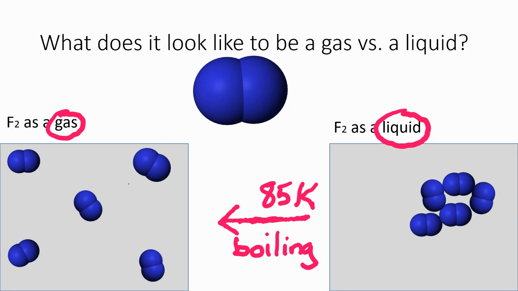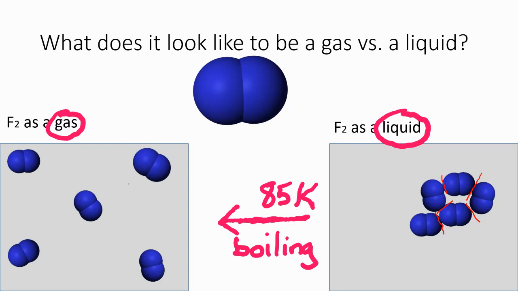So, what does that entail? Well, it means breaking apart those London dispersion forces that we talked about in the last video. So, literally, all you have to do if you want to boil a substance is break these London dispersion forces in between each of the molecules. And that's going to take a different amount of energy depending on how strong the London dispersion forces are.